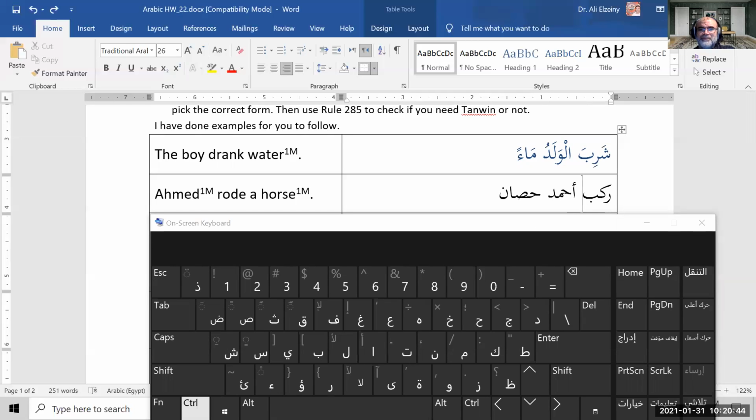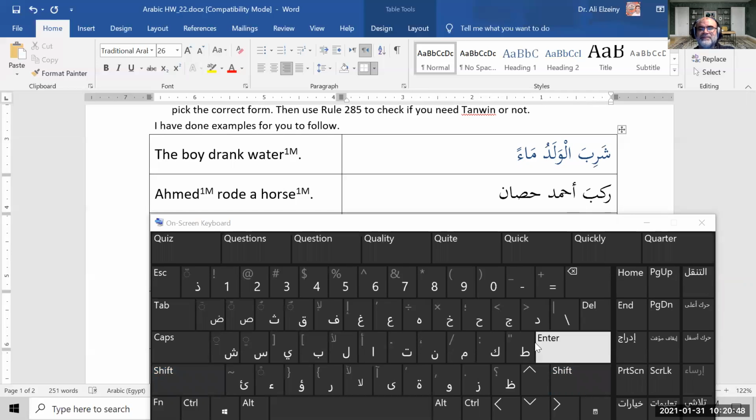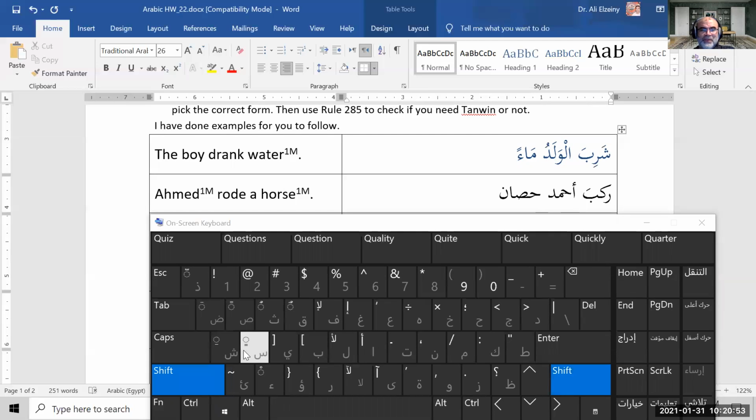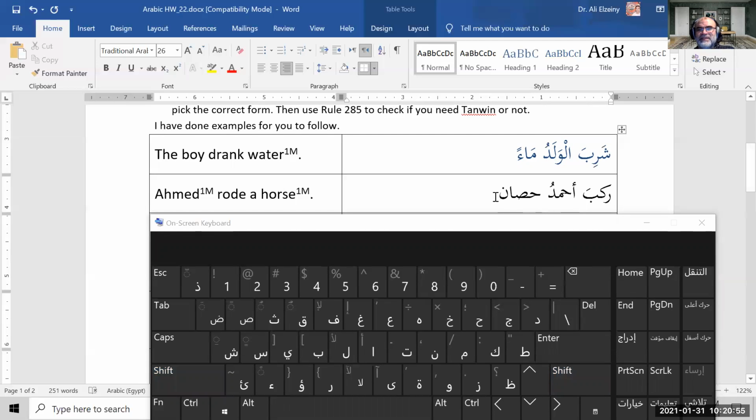Okay, so we do rakaba, rakiba. And then this one will be Ahmadu. And this one will be hasanan. See? This rakiba has built-in fatha. Ahmadu, it's fa'il, subject. Subject is marfu', and the haraka for marfu' is dhamma.